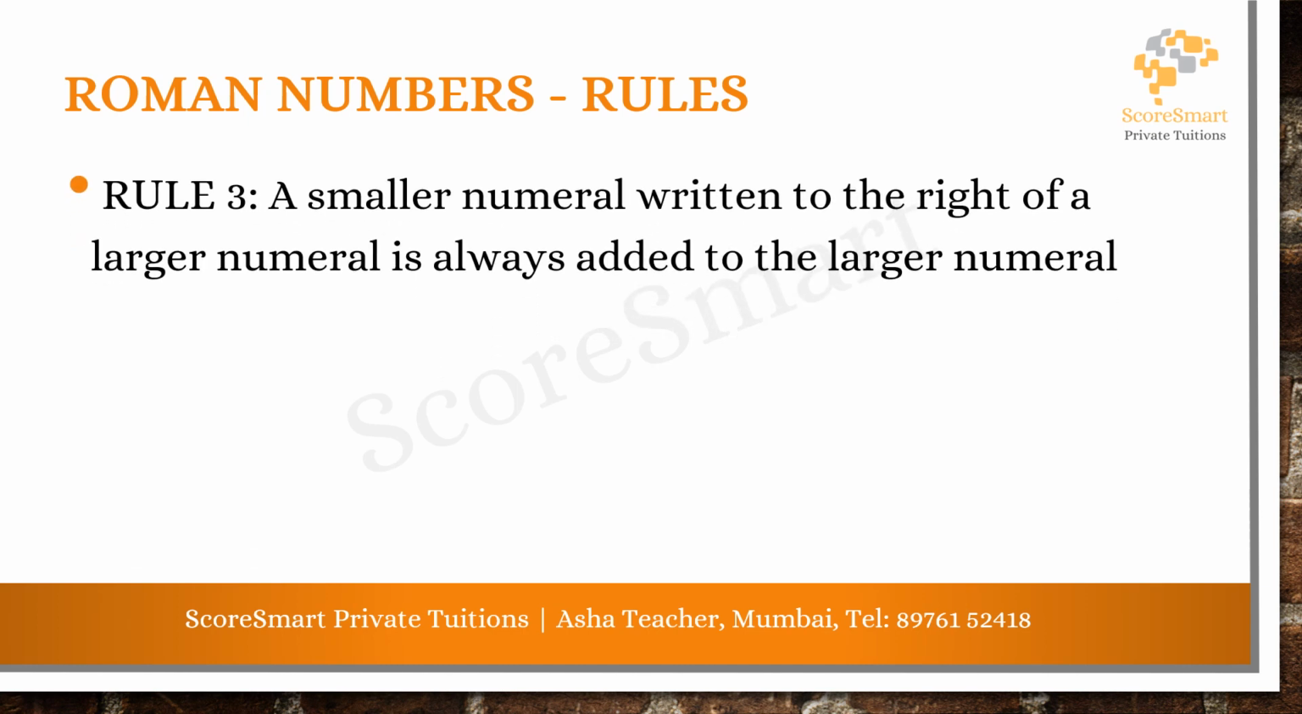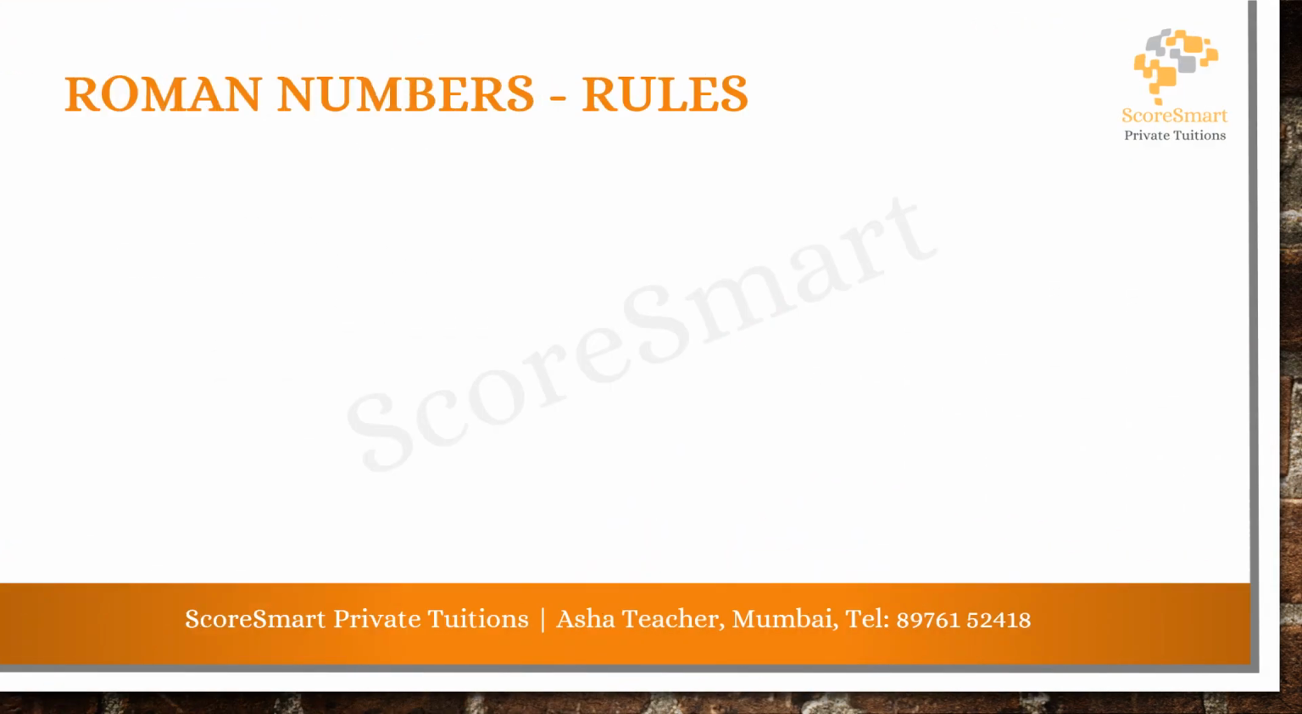Rule number 3. If a smaller numeral is written to the right of a larger numeral, it is always added to the larger numeral. For example, VI is 5 plus 1, which is 6. XII is 10 plus 1 plus 1, which is 12. Let's see the next rule.